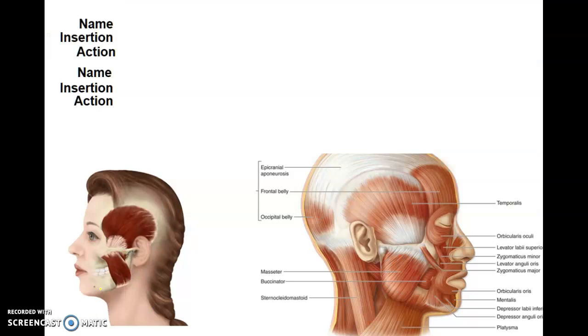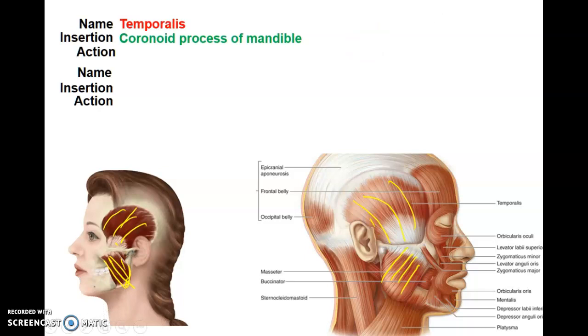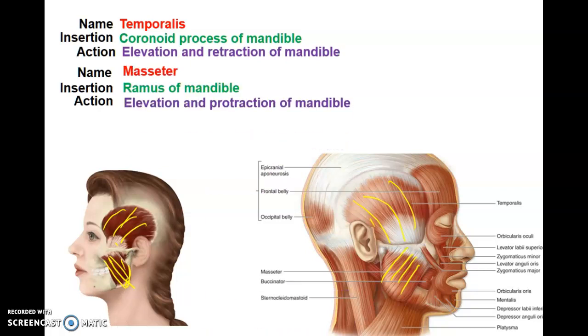So here she's chewing. We have 2 muscles. We have the temporalis going under the zygomatic arch, attaching to the coronoid process. We have the masseter going this way, attaching to the ramus. You can see in this one it's going under, and it's a fan-shaped muscle. So temporalis, coronoid process of the mandible, elevation and retraction of the mandible. Masseter, ramus of the mandible. Now you see why you had to learn all those landmarks. Elevation and protraction. That's too easy. There's more.